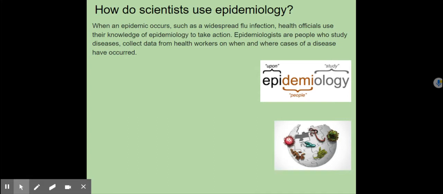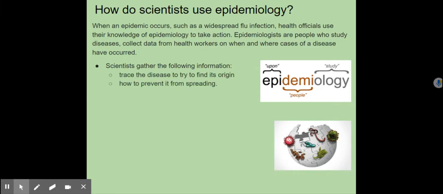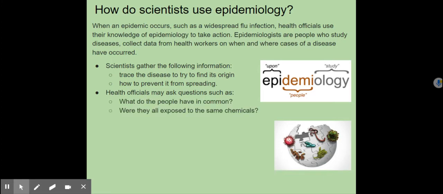Epidemiologists are people who study diseases, collect data from health workers on when and where cases of the disease have occurred. Scientists gather the following information. They trace the disease to try to find its origin. They try to figure out how to prevent it from spreading. Health officials may ask questions such as, what do the people have in common? Were they all exposed to the same chemicals? How widespread is the disease?